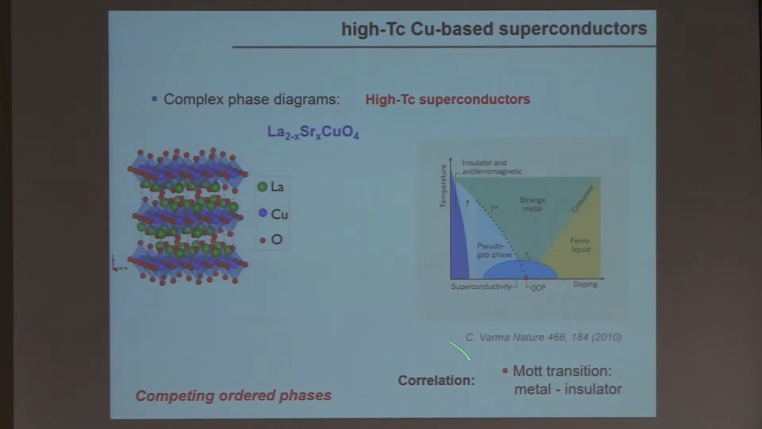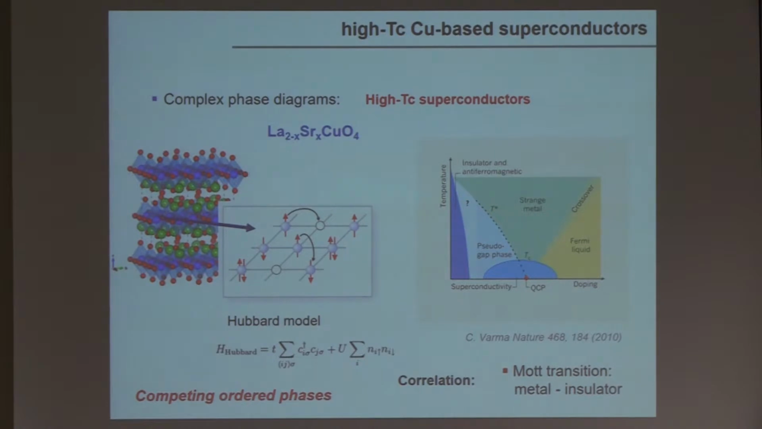And here we know that correlation plays an important role. So in a one electron picture, we cannot explain this complex phase diagram, and the minimal model one can think of to discuss these different phases is the Hubbard model, where you take the importance of kinetic term, hopping term, and on-site Coulomb repulsion.